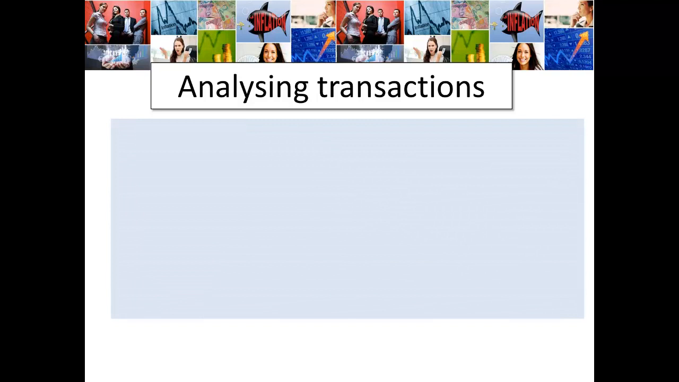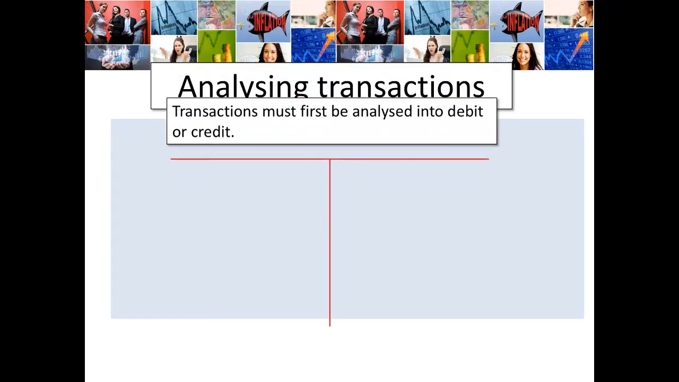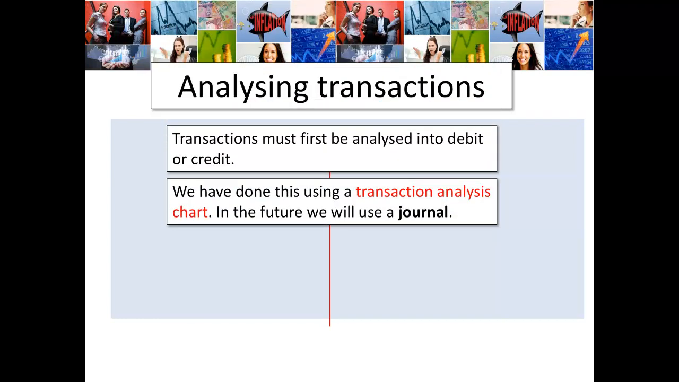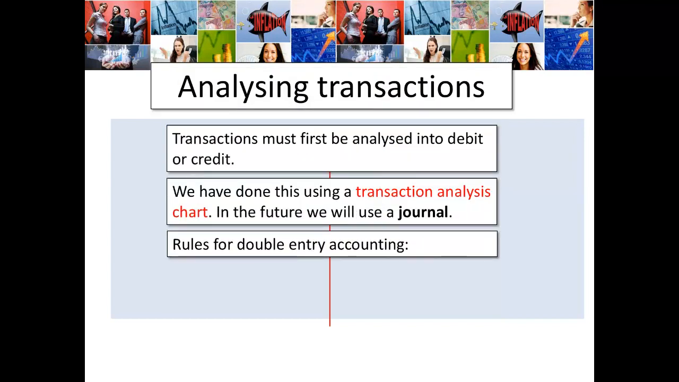And let's apply the T ledger to analyze some transactions. Okay, our T account. Initially, each transaction we need to first analyze into a debit or credit. And so far, I think we've got this. We've practiced this and practiced this and practiced this. You should now be able to debit or credit every transaction. We have done this using a transaction analysis chart. Now we're going to use a journal. In the future we're going to be using a journal.